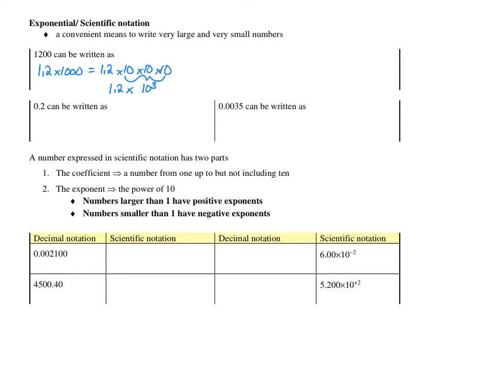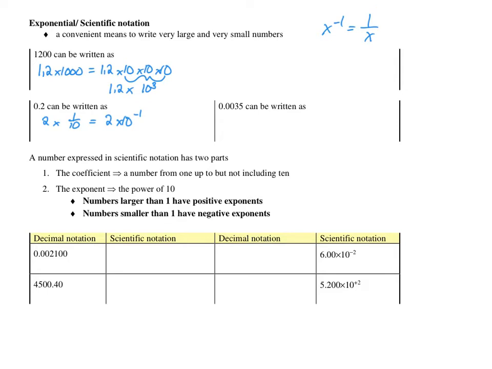We can also write numbers that are very small, that are less than 1, using scientific notation. So 0.2 can be written as 2 times 1/10. And that can be written as 2 times 10 to the minus 1 power, as we remember that x to the minus 1 is going to be equal to 1 over x.